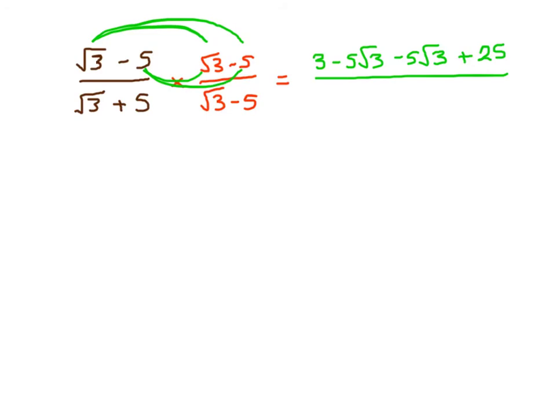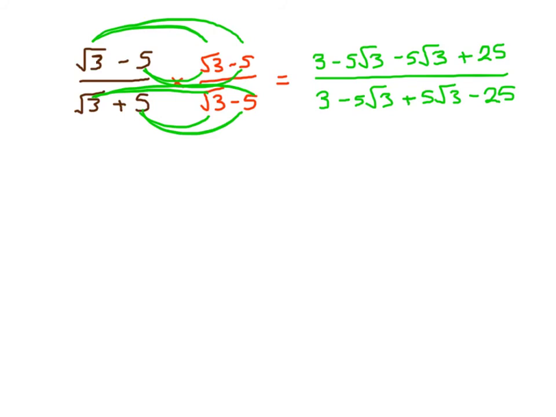Again, we've chosen the difference of 2 squares, so remember these middle 2 terms will be cancelling in a second here. Square root of 3 times the square root of 3 is 3. Square root of 3 times minus 5 is minus 5 root 3. 5 times the square root of 3 is positive 5 root 3, and 5 times minus 5 is minus 25. So now we just need to tidy everything up. Remember, I've chosen the difference of two squares, so those two terms in the middle there disappear.